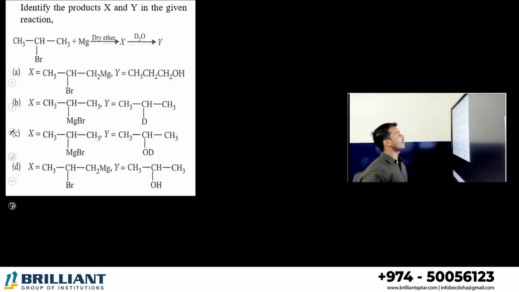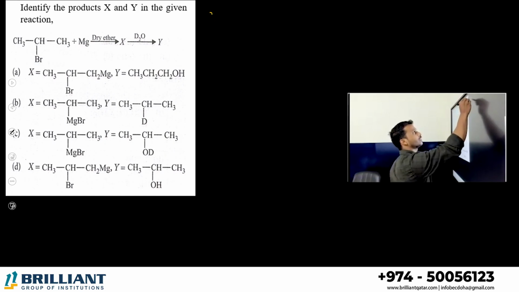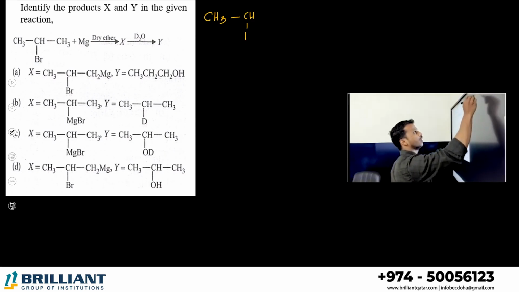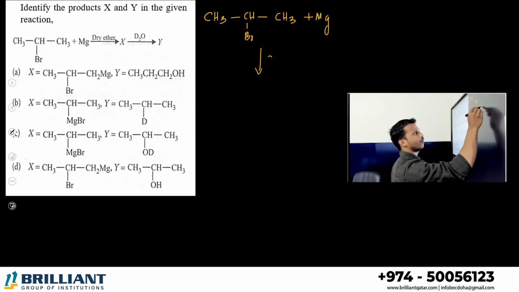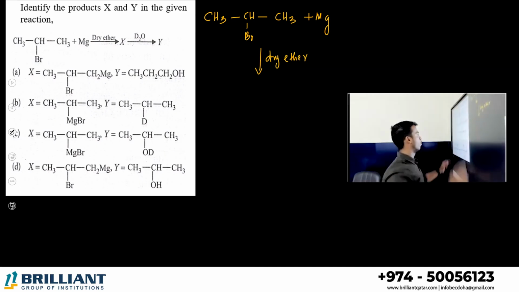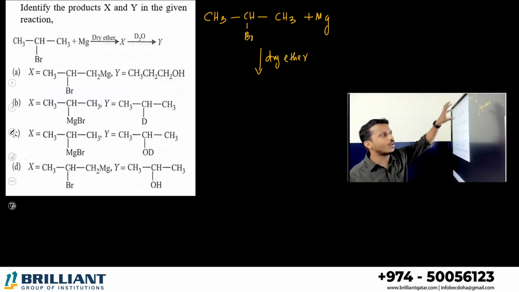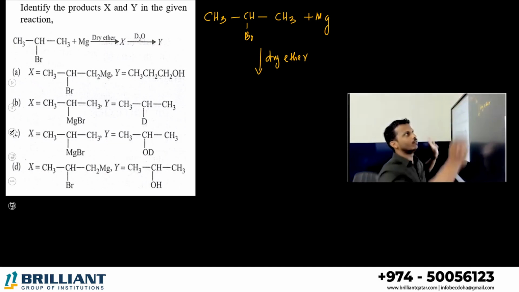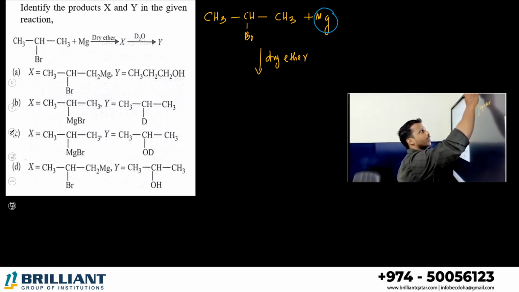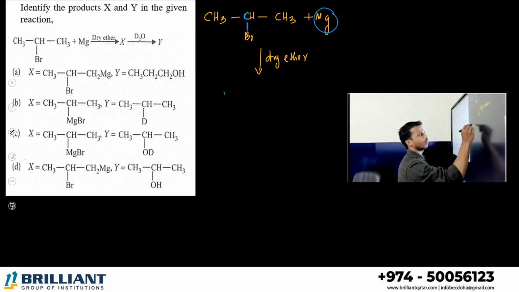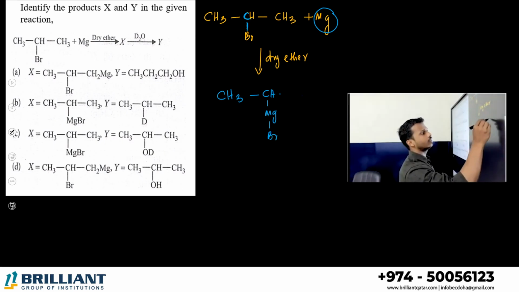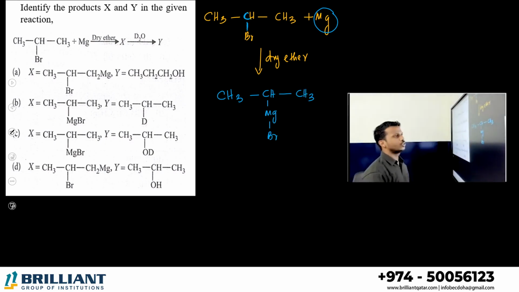Identify the product X and Y in the given reaction. This reaction is actually a part of the alcohol chapter also. Anyway, I am discussing CH3CHBrCH3 reacting with magnesium in presence of dry ether. Just as we discussed now, what is this reaction? Haloalkane reacting with magnesium. We want to add this magnesium in between the carbon and the bromine. So your product will be CH3CH(MgBr)CH3. This is your compound X.